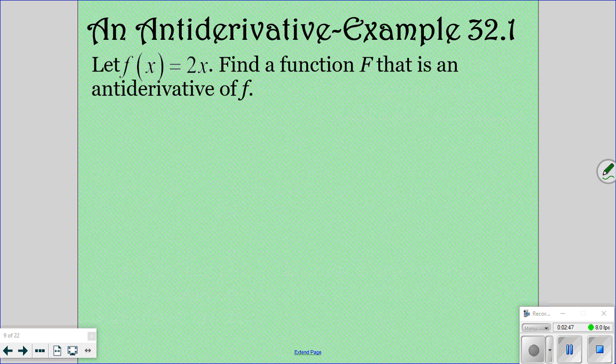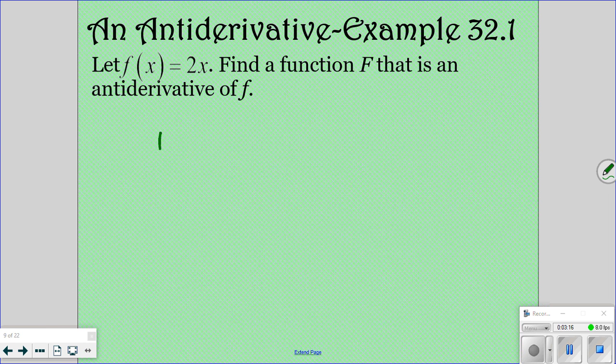Okay, so we have a function f of x equals 2x. And we want to find the function capital F that is an antiderivative of f. So find a function that is the antiderivative of f. So what are we going to do to find the antiderivative? Well, when you take the derivative of something, what gives you a 2x?